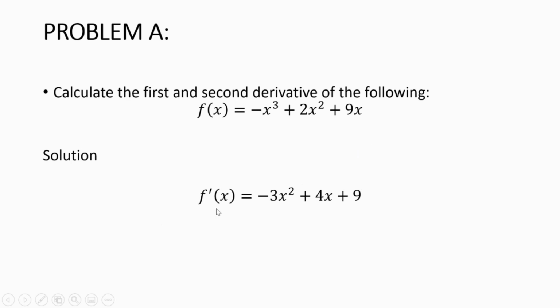Just using the derivative of polynomial approach, the solution would be: f prime, the first derivative, is minus 3x squared plus 4x plus 9. Nothing new there. We've done this a million times. Well, maybe not a million, but we've done it enough times. And my second derivative is the derivative of the first derivative. So that's just minus 6x plus 4. As simple as that, right? So original function, first derivative, second derivative.